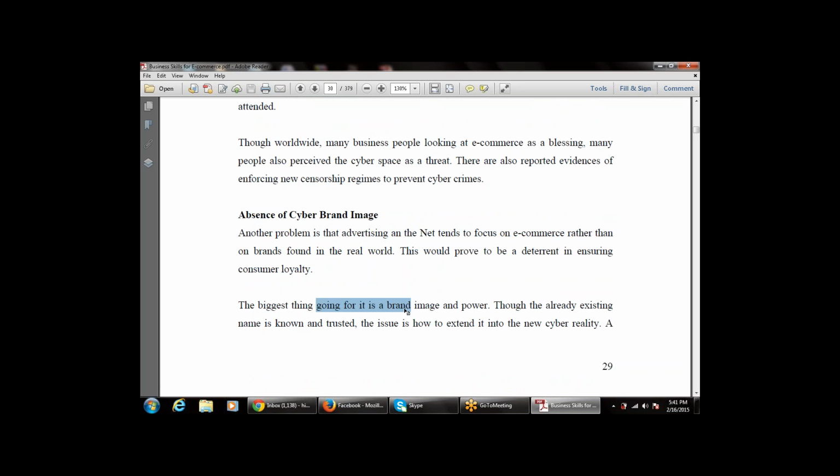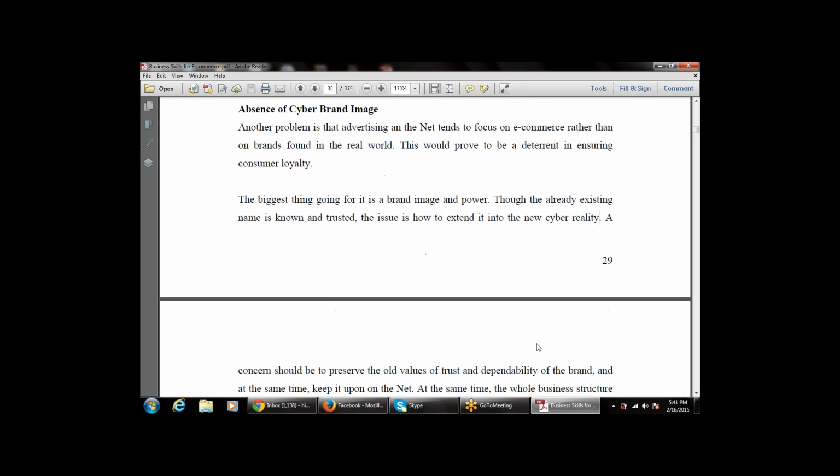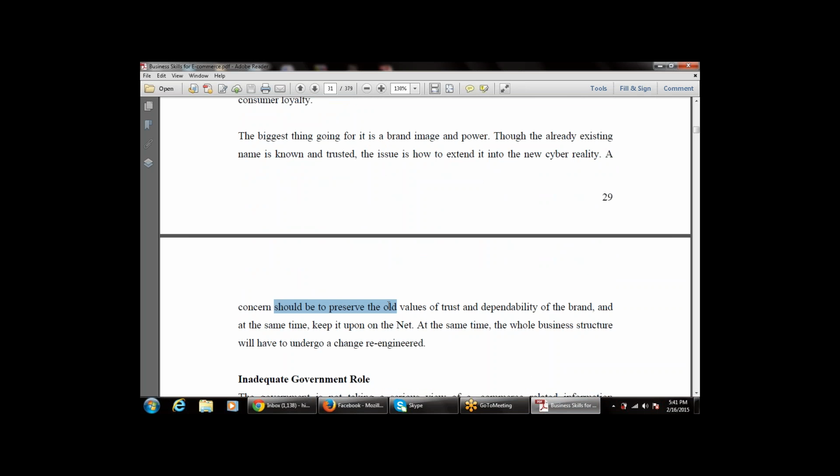The biggest thing going for it is brand image and power. The already existing name is known and trusted. The issue is how to expand it into a new cyber reality. I agree that some brand names are available for more than one transaction, but how is it extended to the new cyber reality? A concern should be to preserve the old values of trust and dependability of the brand, and at the same time keep it on the internet.